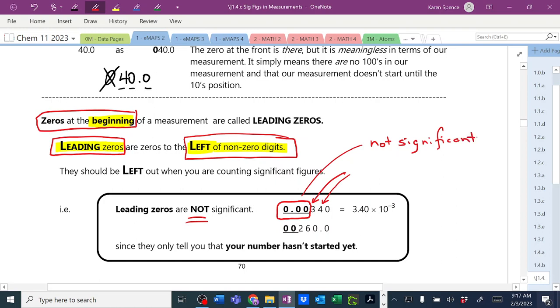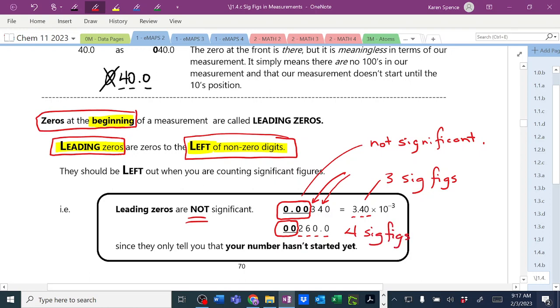So if we were to look at this number here, we would have 1, 2, 3 significant figures. And don't worry about the zeros on the right, we'll talk about those later, okay? Here we have 00260. Those ones are obviously not significant. I don't have any thousands, I don't have any 10,000s. My number simply has not started yet. And so this number would have 1, 2, 3, 4 sig figs.